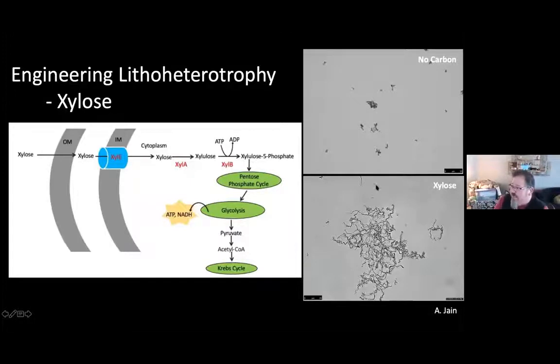And when we do this, if we take away carbon dioxide, the cells don't grow anymore. We get a little bit of abiotic iron oxidation. But with xylose, we now get these twisted stalks again. So this tells us that this pathway is working.